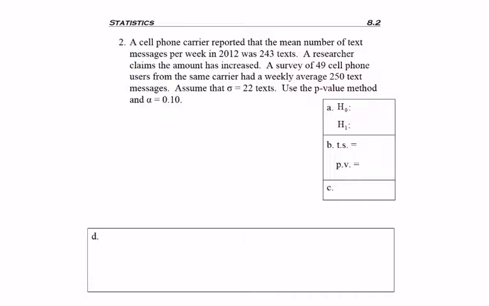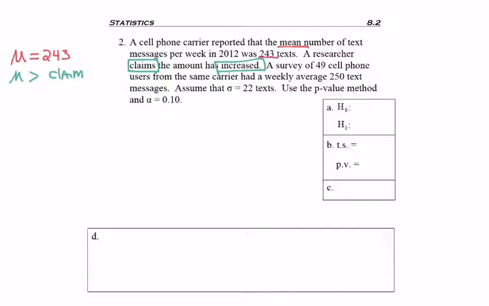Okay, so again, I always like to start from the beginning, dissecting it. A cell phone carrier recorded the mean number of text messages, so I'm working with mu, per week in 2012 was 243. So mu equals 243. Next sentence. A researcher claims, so here's my claim, that the amount has increased. It just says the amount has increased, but the only thing we've discussed so far is averages, so that means my average has increased.